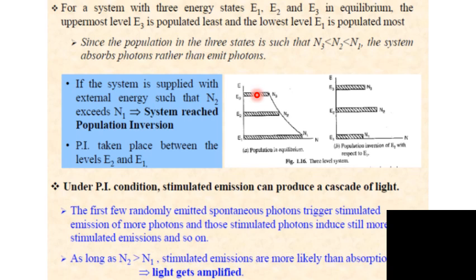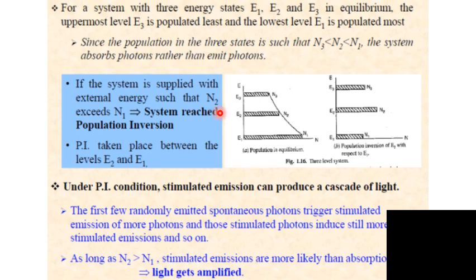Okay. And so since the population in level 3 is such that N3 is smaller than N2 and smaller than N1, the state absorbs photons rather than emits. So what will happen in this condition? We have maximum population at the lower energy level and then it reduces.